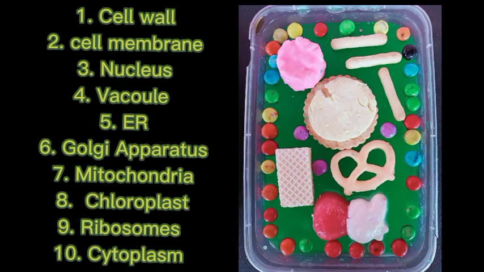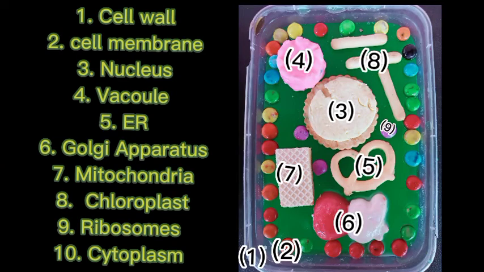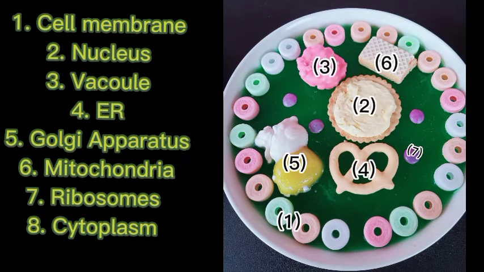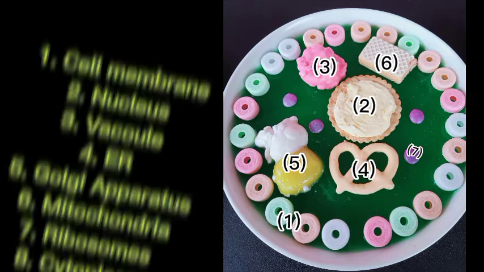In plant cells, we have the cell wall, cell membrane, nucleus, vacuole, Golgi apparatus, mitochondria, chloroplast, and the ribosomes. Then, in the animal cell, we have the cell membrane, nucleus, vacuole, Golgi apparatus, mitochondria, and the ribosomes.